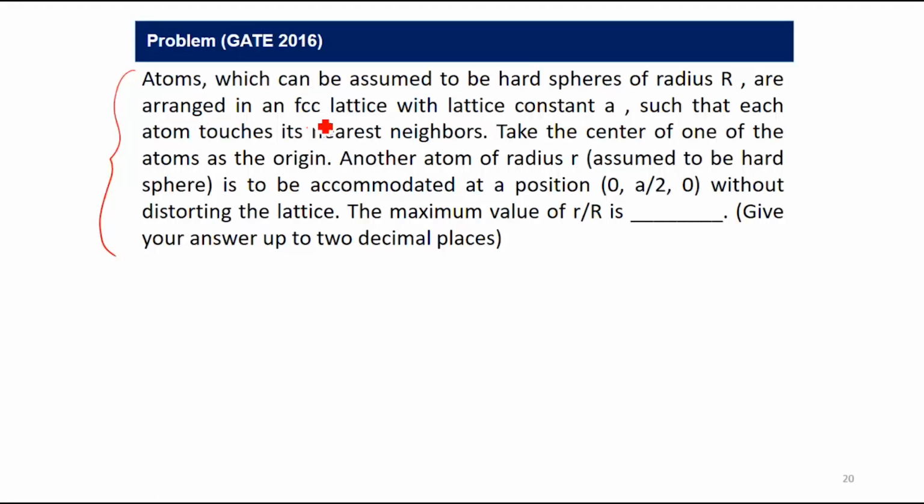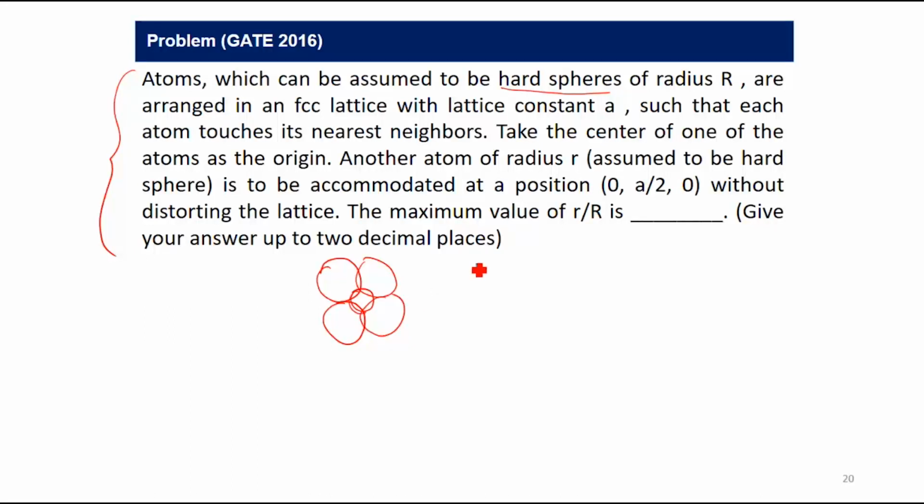Atoms which can be assumed to be hard spheres, why? Means they cannot be compressed. Of radius R are arranged in an FCC lattice. You should know how an FCC lattice looks like. Whenever you draw an FCC lattice, please remember, don't start drawing like this and then put something in between. No, this will become smaller.